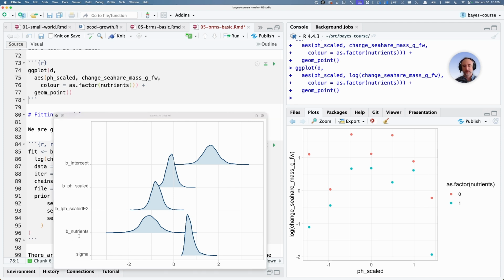And then one of our parameters of interest, which is this nutrient. So when nutrients are added, we have a smaller increase in sea hair mass in this case. And so that is shifting down our curve by that much. And then this is our observation error standard deviation in this log scale.